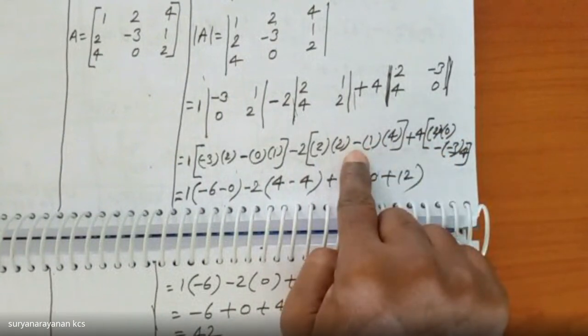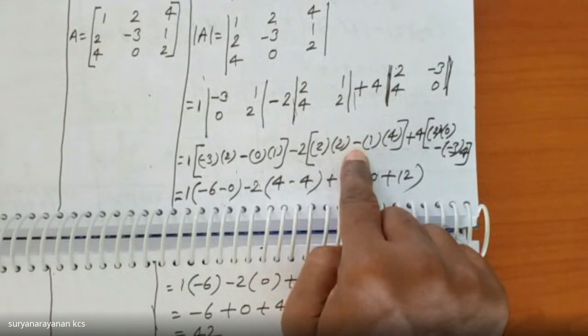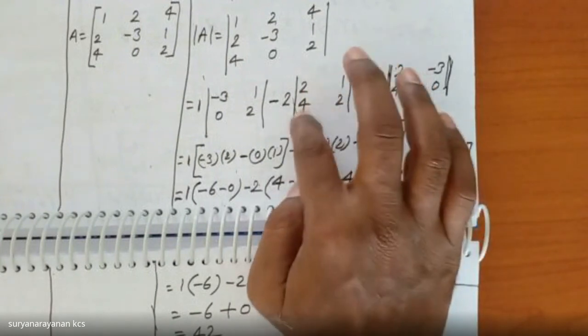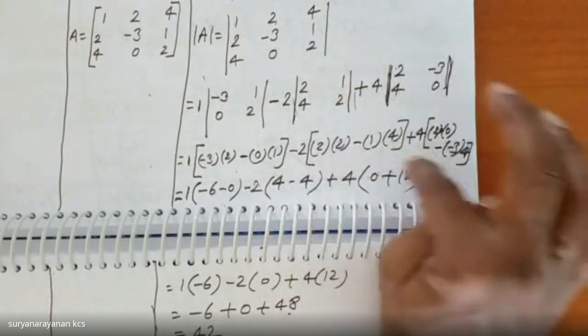You should remember this point. Keeping minus a sign, it is very important. Otherwise, you get wrong answer. Okay, minus a sign. And multiply these 2 elements.